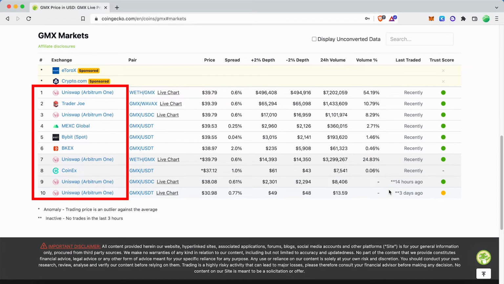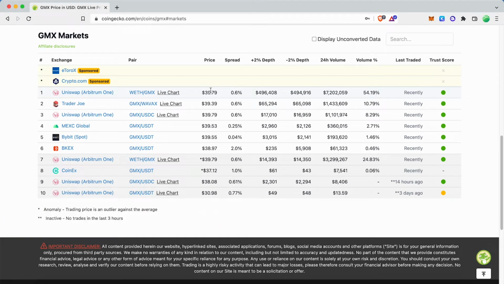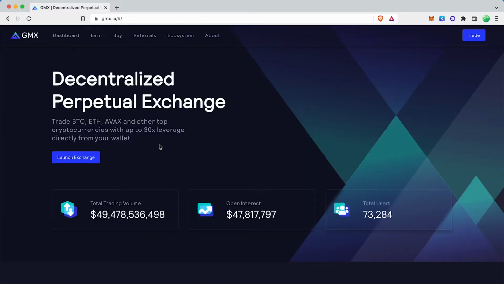You can buy GMX using a centralized exchange or using a swap on Arbitrum. I bought GMX using MEXC exchange and sent GMX to my Metamask wallet.